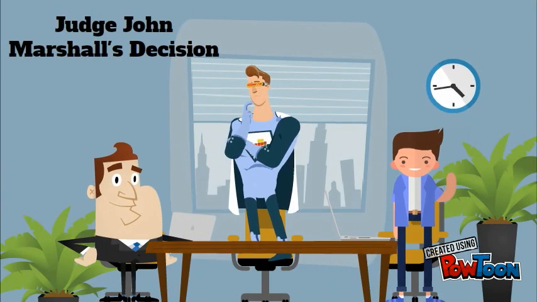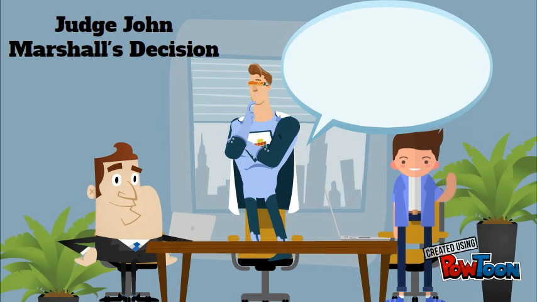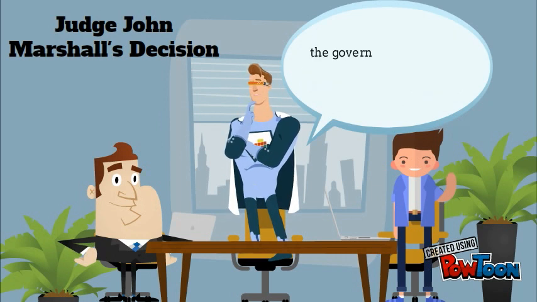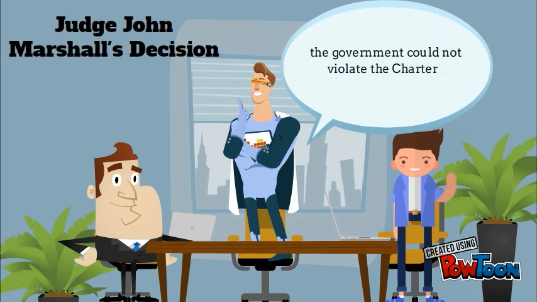Judge John Marshall's decision. John Marshall found that since the charter for the private university was set up before the New Hampshire state, the government could not violate the charter's decisions.